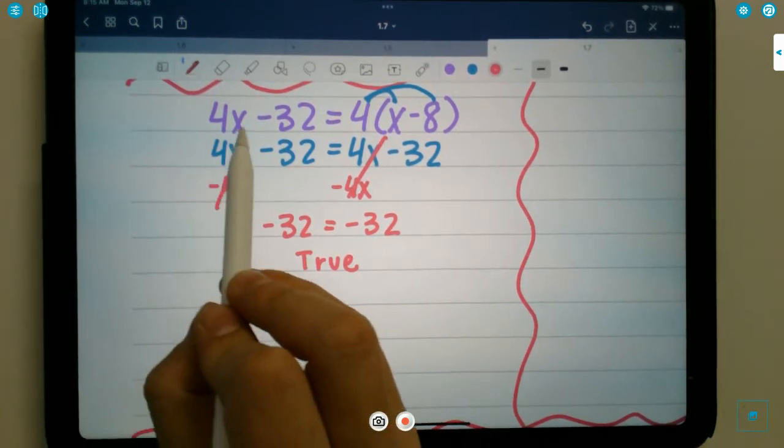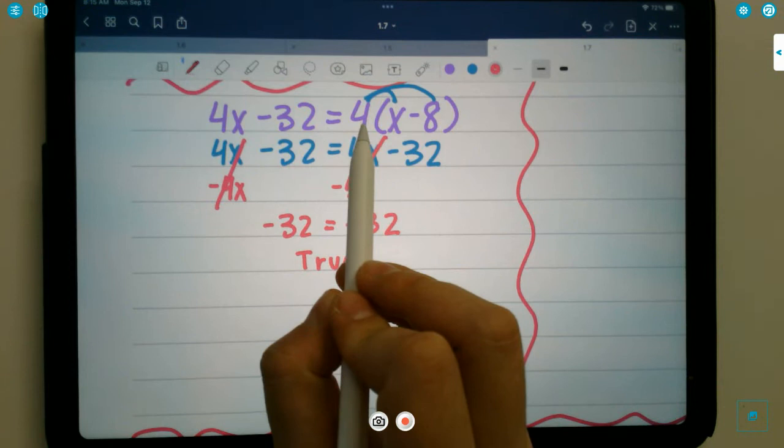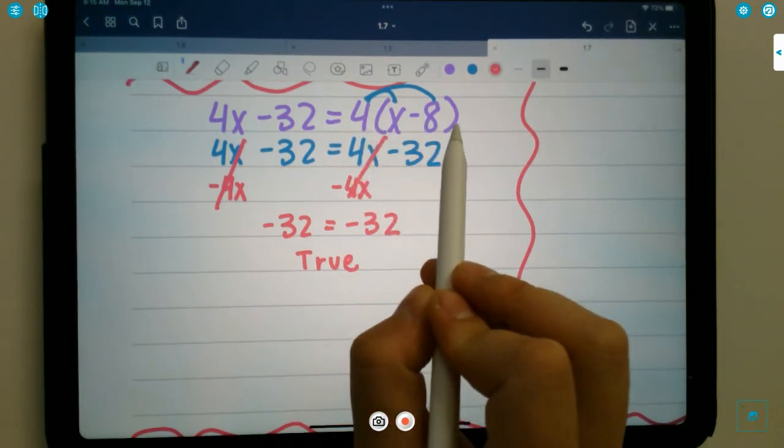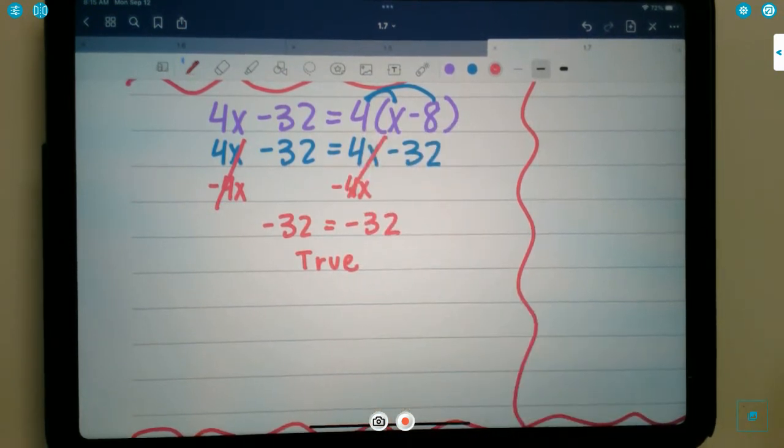If I did 4 times 5 minus 32 equals 4 times the quantity of 5 minus 8. And so I just picked a random number, 5. Plug that in, it'll work. If I plugged in 145, it would work. If I plugged in 936, it would work. So any number that I plug into this, as long as I plug in the same x on both sides, will make this equation true. That means I have an infinite number of solutions.